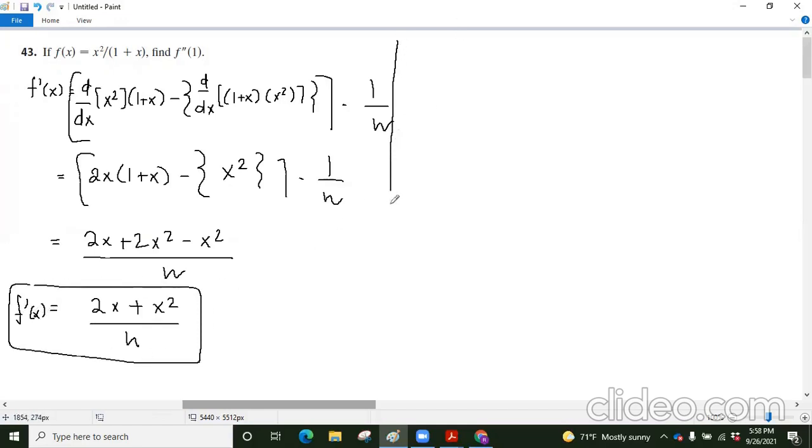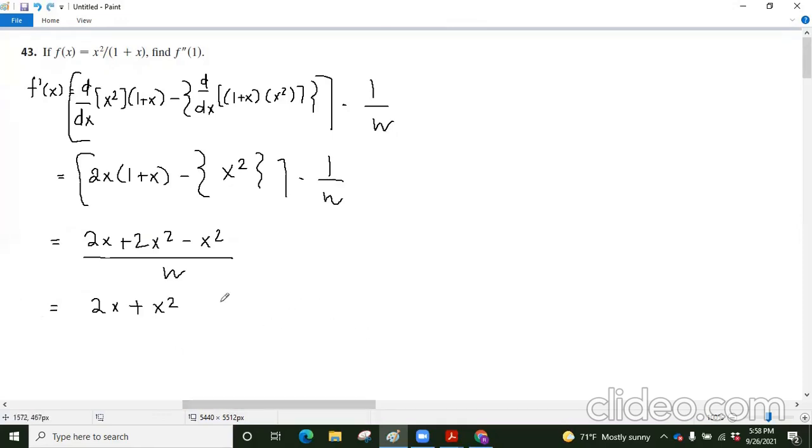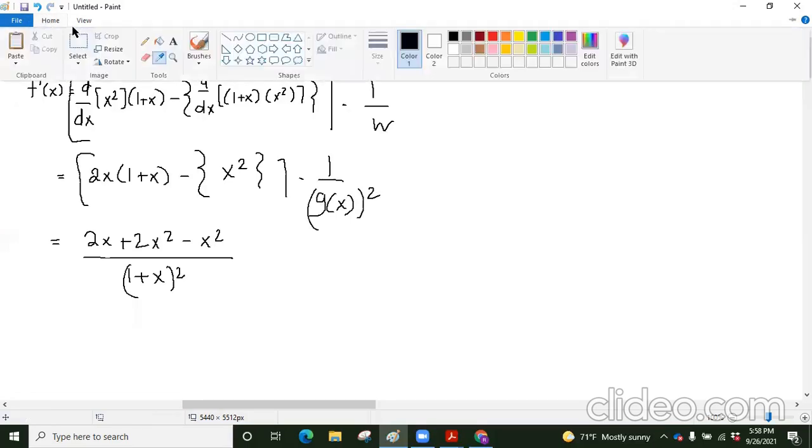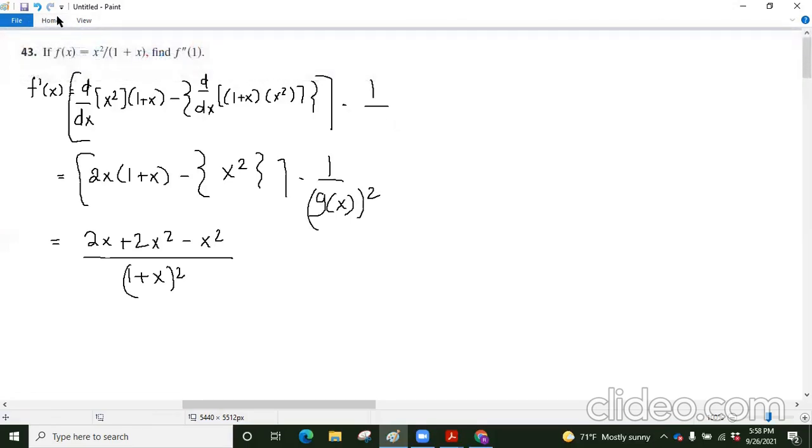But of course, our work is still not done. Oh, why did I put over h? I think I was too confused. I was doing the whole limit thing. The idea here is that in the denominator you should have 1 plus x squared, g of x squared. In this case, our g of x is 1 plus x. All these h's, I was too used to using the limit definition of the derivative. All these h's should be g of x squared.